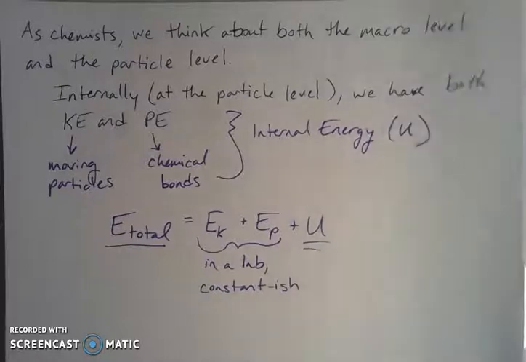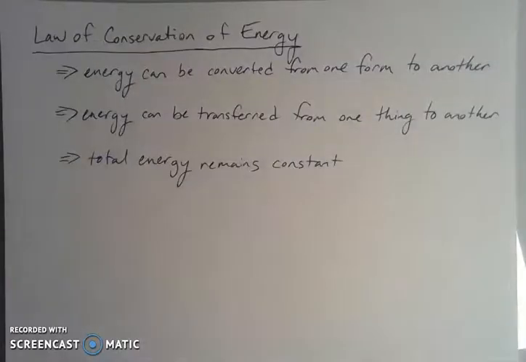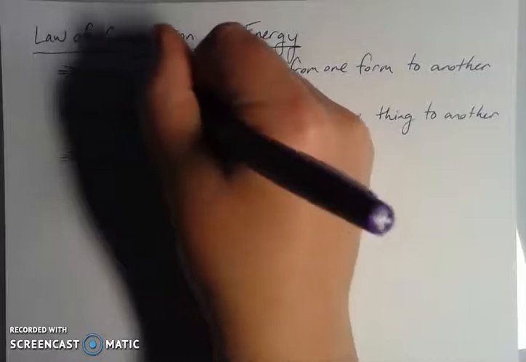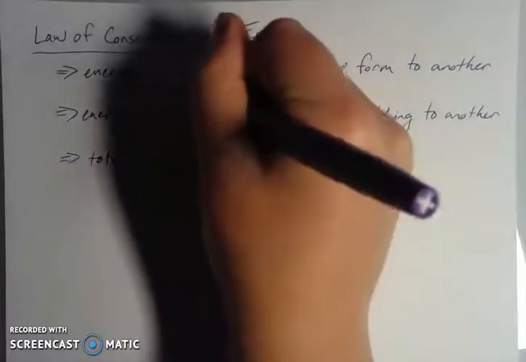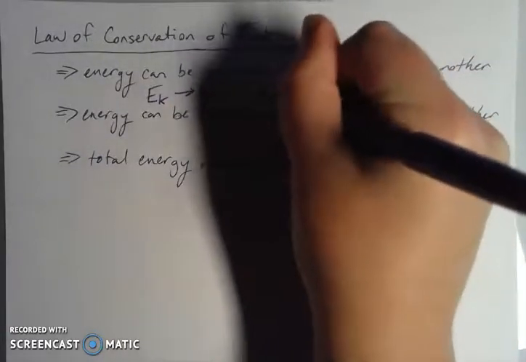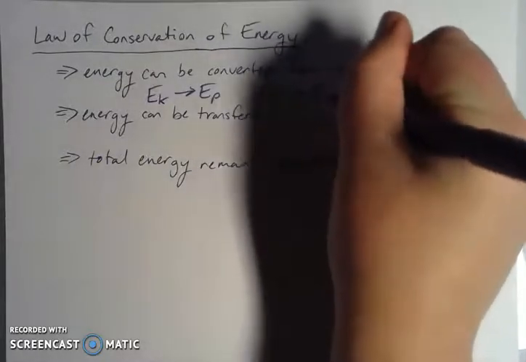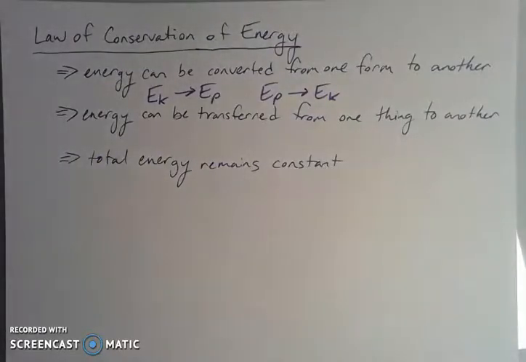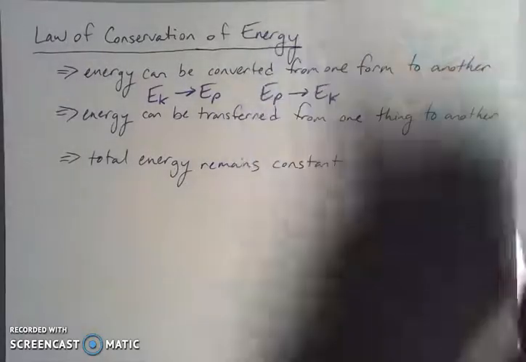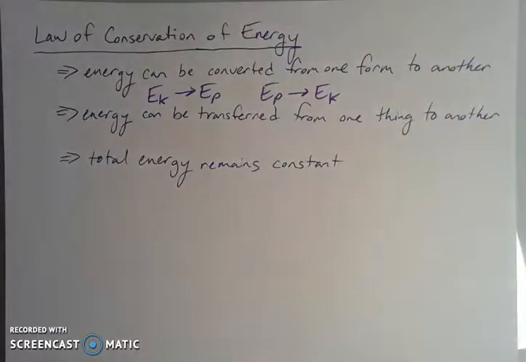Now this gets us to an important scientific law, the law of conservation of energy. We've talked in prior videos about the law of conservation of mass. They are related to each other. The law of conservation of energy says that energy can be converted from one form to another. So I can go from kinetic energy to potential, or I can go from potential energy to kinetic. And that's allowed. I can also transfer energy from one thing to another, from one substance to another.